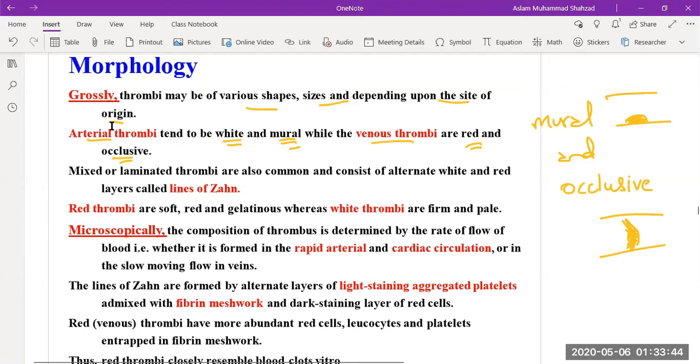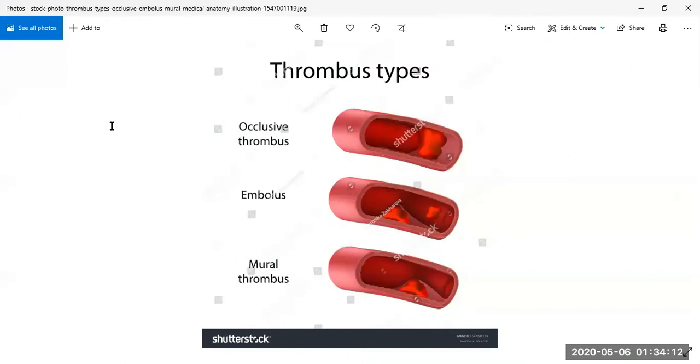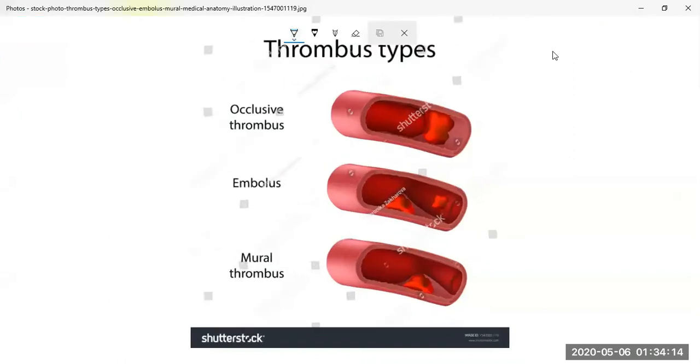I can show you the picture. You can see very clearly this is a picture of thrombus types. When we see the occlusive thrombus, you can see it is blocking the vein, whereas the mural thrombus is along the side of the wall of the artery.